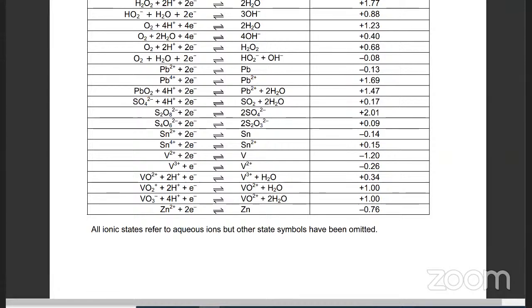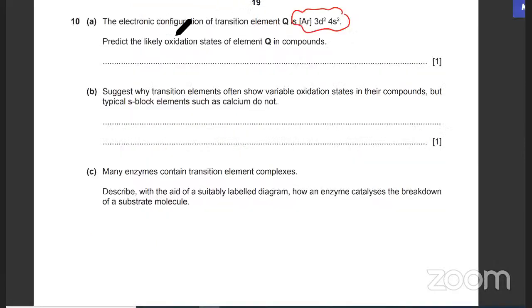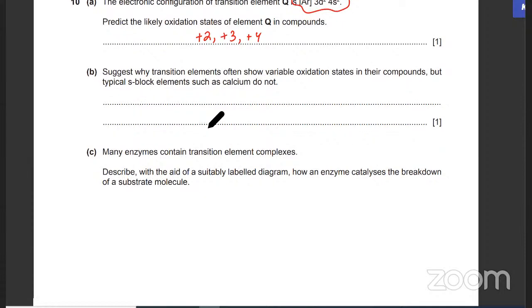I'm just saying that in this question, they didn't tell you to look at the data booklet, right? So basically you have to remember this. So vanadium is going to be, hopefully this is vanadium, +2 or +3 or +4. They were asking for any one of them. So you're going to predict the likely oxidation state.